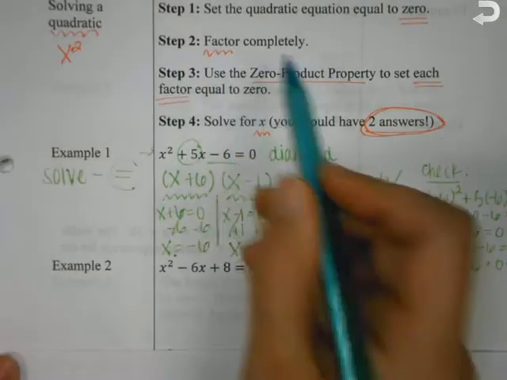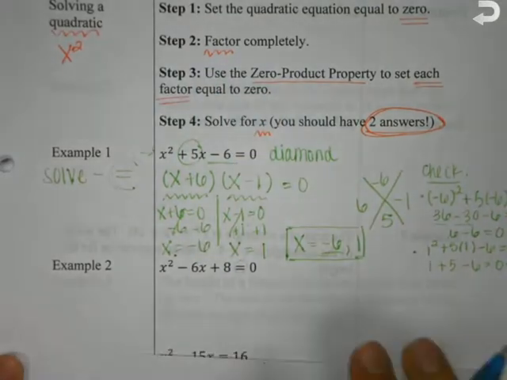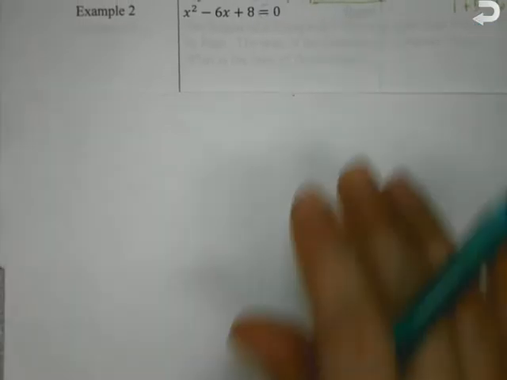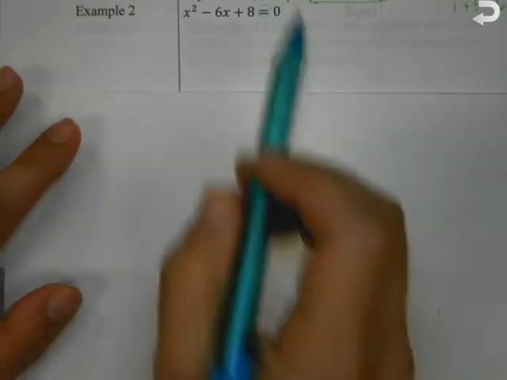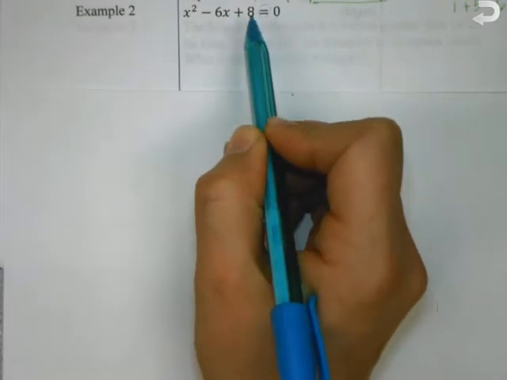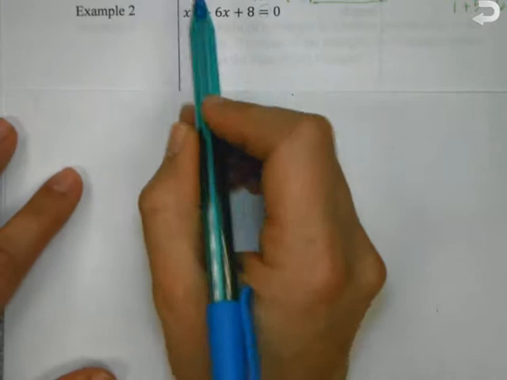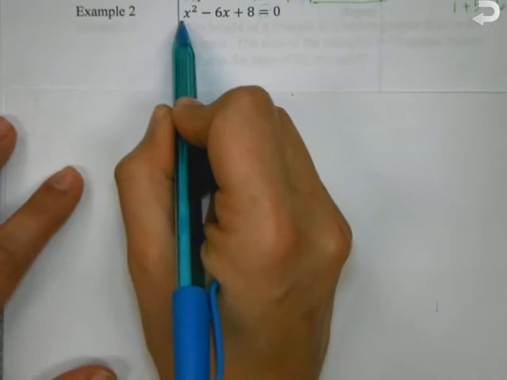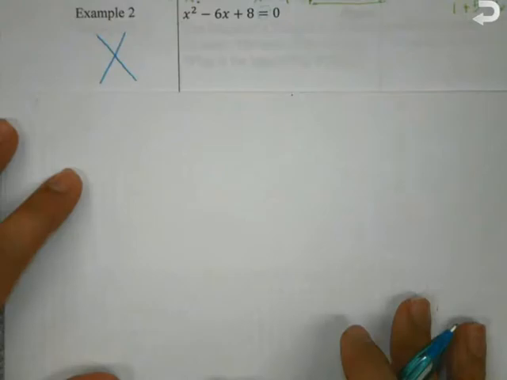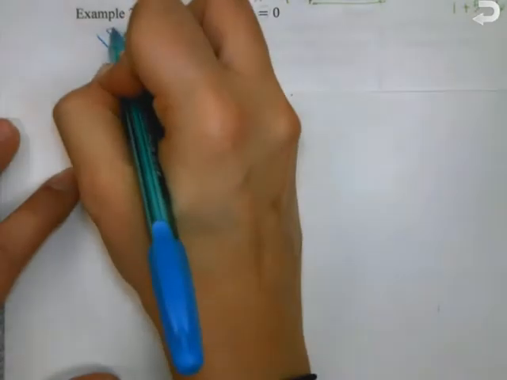Looking at example 2, which method would I use to factor this? Juliana? Diamond method, because it's an x squared and there's nothing in front of it. So I'm going to do the diamond off to the left this time just to make sure that we have enough room. I'm looking for two numbers multiplied to 8 and add up to -6.